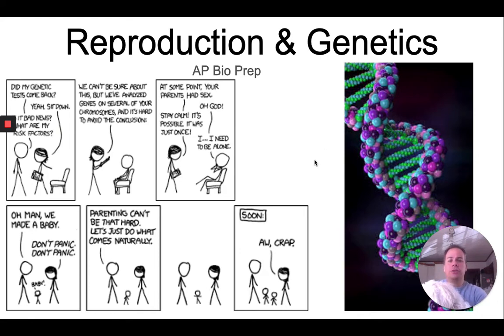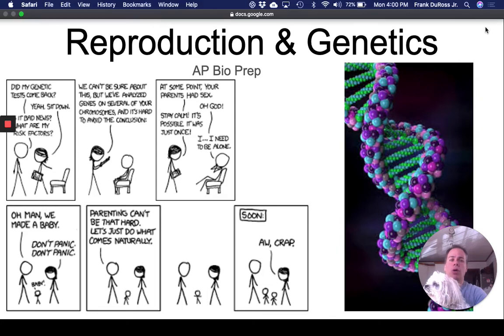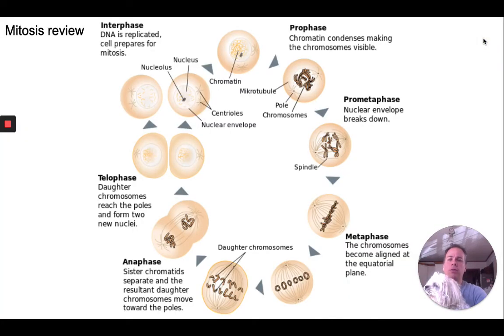So to start today, I want to just quickly review something we studied a while back, and that's mitosis. Mitosis is one type of cell division, and mitosis is cell division that happens to make identical copies of cells.